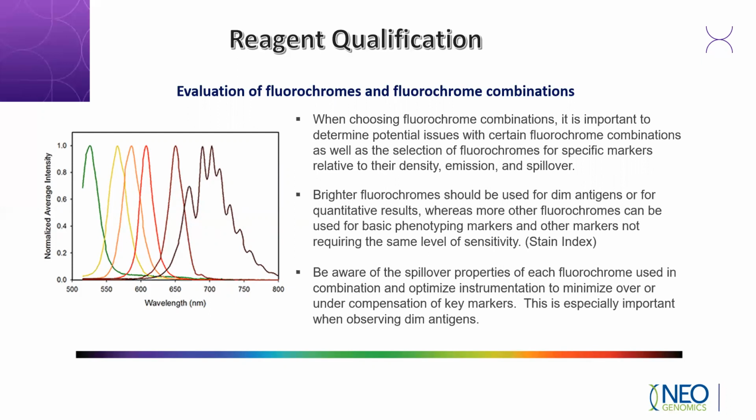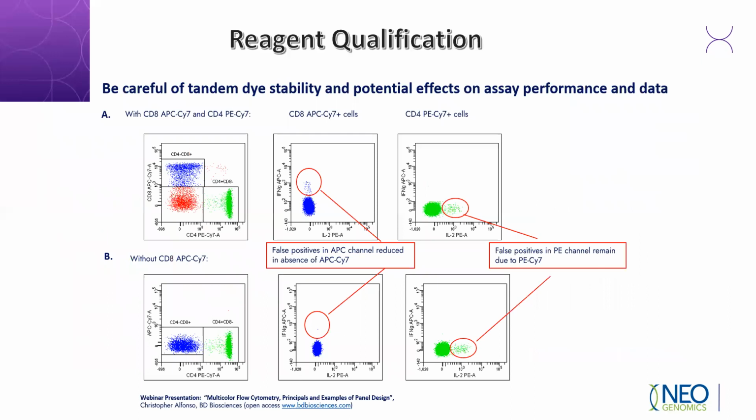We also must be very well and keenly aware of the spillover properties of each fluorochrome to be used in combination and optimize the instrumentation to minimize the over or under compensation of these key markers. This is especially important when observing dim antigens. Now, it's widely known that some dyes are more stable than others.